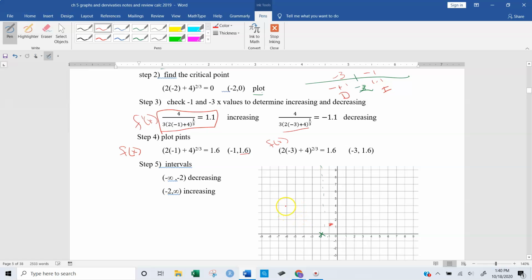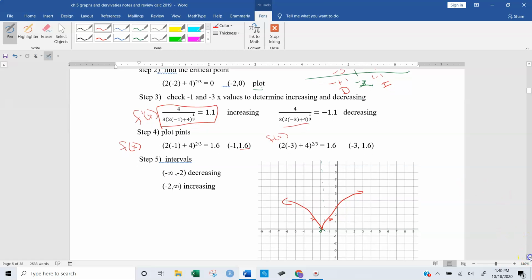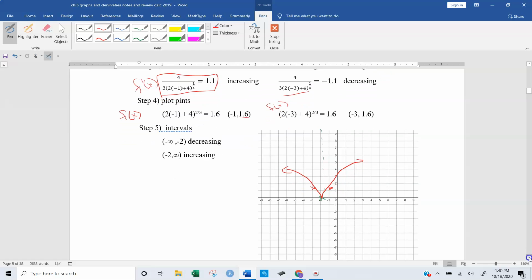It says it's decreasing here. So if we start here and we go decreasing, and then if I hit here, it turns around and starts to increase. Isn't that cool? So now we actually have a wave on both sides that comes to a turning point.